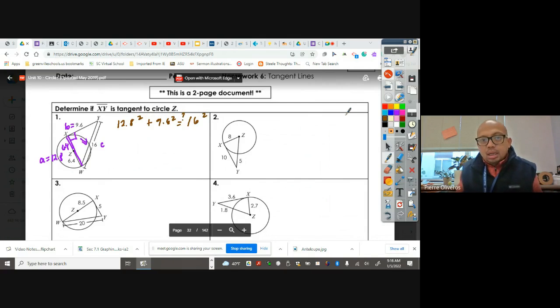Possibly, okay? If they're going to be equal, then XY is tangent. If they're not going to be equal, then they're not tangent, okay? So 12.8 squared plus 9.6 squared, using my calculator, I get 256. 16 squared is 256 also. So therefore, XY is tangent.